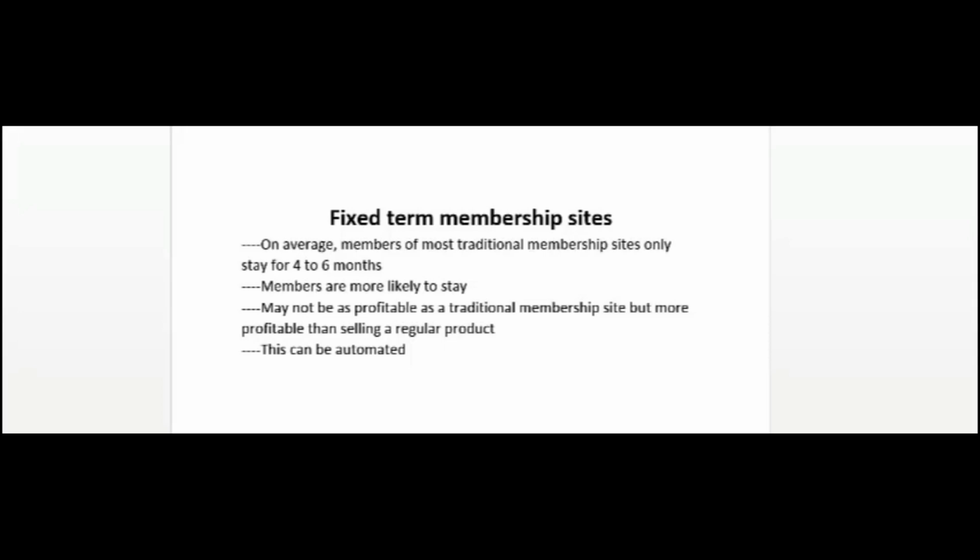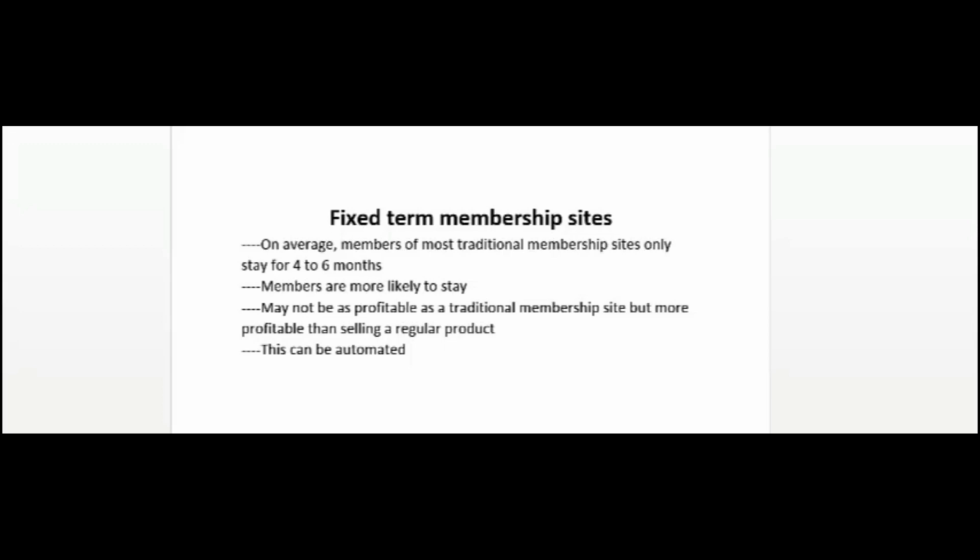A fixed term membership site is different from a traditional membership site in that it does not go on forever. A fixed term membership site ends after a certain period of time. For example, you could have a fixed term membership site for about 6 months or even a year. Members would get content, let's say, every month, and then after a year the content ends, and they can be considered permanent members. But the members know they're going to get content for a certain amount of time. Now, you might say, why do this? Why not just get a traditional membership site where you get paid forever, or as long as members stay?